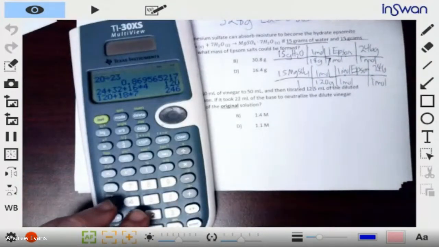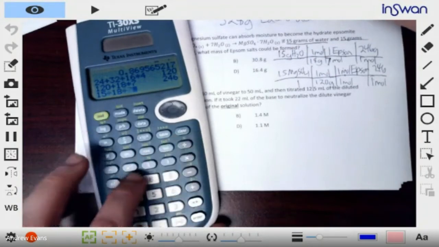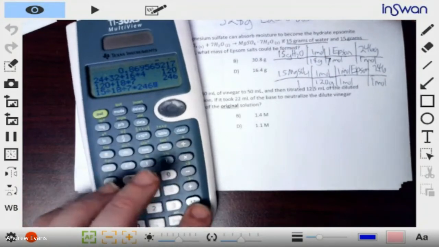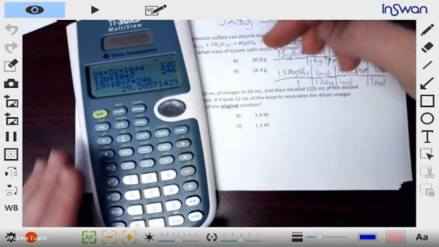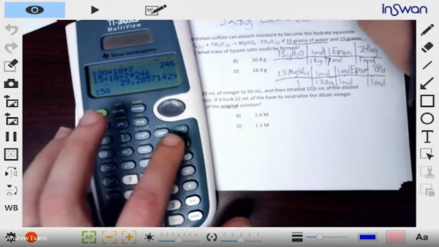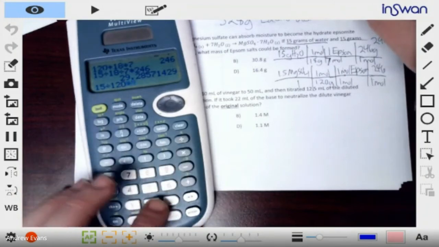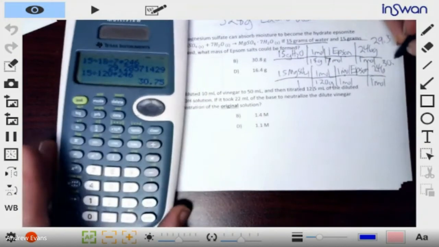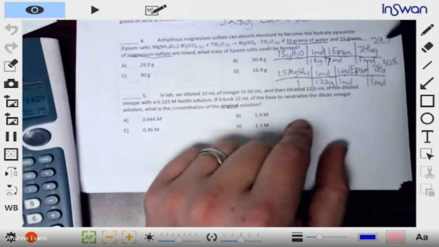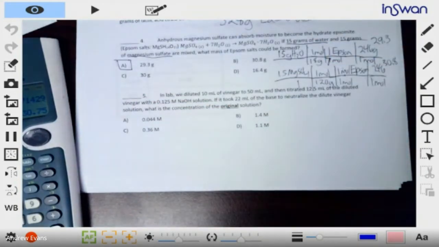So let's do this. We choose the lower of the 2 numbers. 15 divided by 18 divided by 7 times 246 gives us 29.3. And the other one, 15 divided by 120 divided by 1 times 246 is 30.7, 30.8. So which one do we choose? 30.8 or 29.3? We choose 29.3. We choose the lower of the 2 values.